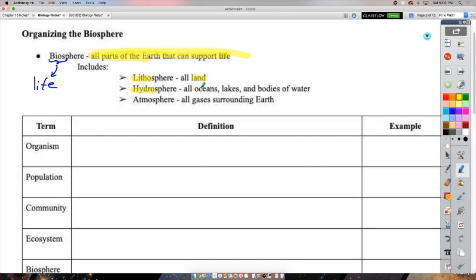And can you find life in water? Yeah, there's tons of life in the water, so it's part of the biosphere as well. The atmosphere, atmo means gases and air basically, so all the gases surrounding the Earth. Can you find life up there? Yep, you sure can. There's life all throughout the atmosphere. So all three of those are parts of the biosphere because you can find life at all three of those places. Now, would the inner parts of the Earth be part of the biosphere? Like, would the core be part of the biosphere? Well, no, there's no life down there. So it is not part of the biosphere.